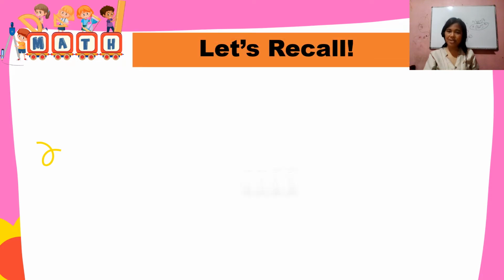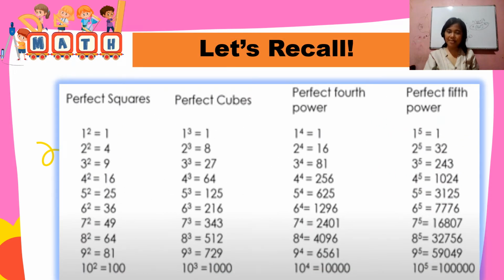We need to recall this one, okay, the perfect squares, the perfect cubes, the perfect fourth roots, and so on, okay? Why do we need this? Because you are going to make use of this in simplifying radicals. So, if I were you, you must have a copy of this one, alright?